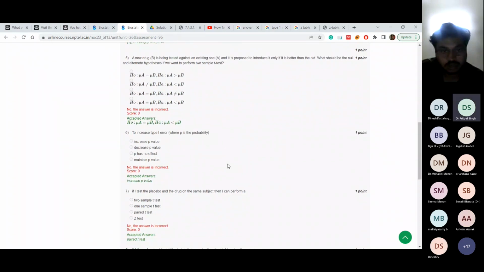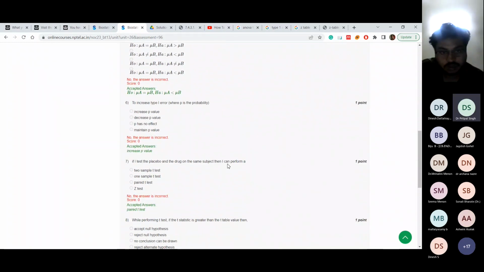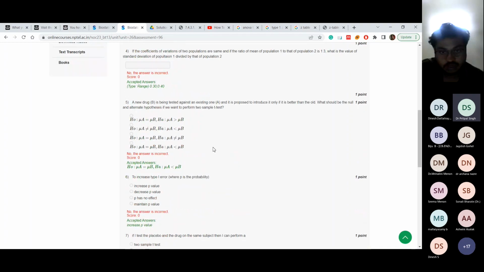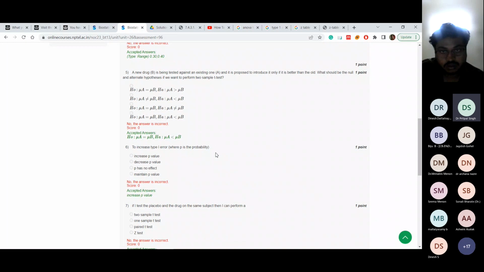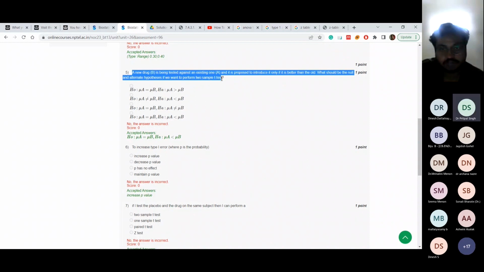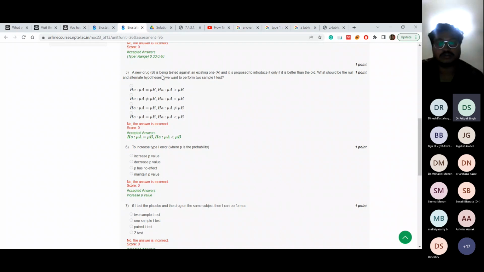Sir, if we are performing a 2 sample t-test, in question 5, the answer which they have accepted is that null hypothesis mu A is equal to mu B. So why not the third one? Because they have stated that a new drug B is tested against... Yes, the same one which you have highlighted.